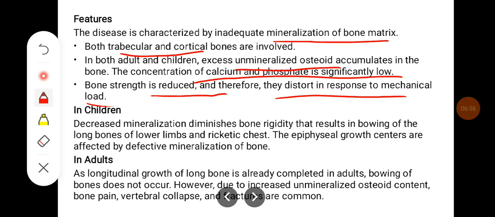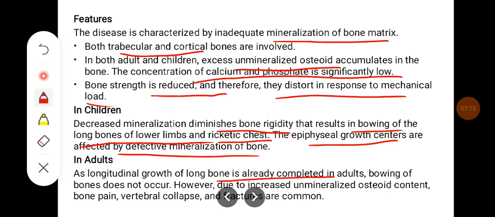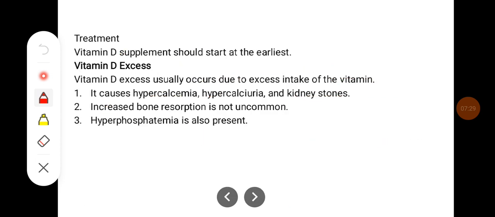In children, decreased mineralization diminishes the bone rigidity that results in bowing of the long bones of lower limbs and rachitic chest. The epiphyseal growth centers are affected by defective mineralization of bone. In adults, longitudinal growth of long bone is already completed. In adults, bowing of the bones does not occur. However, due to increased unmineralized osteoid content, bone pain, vertebral collapse, and fractures are common. Treatment is vitamin D supplementation and it should be started at the earliest.